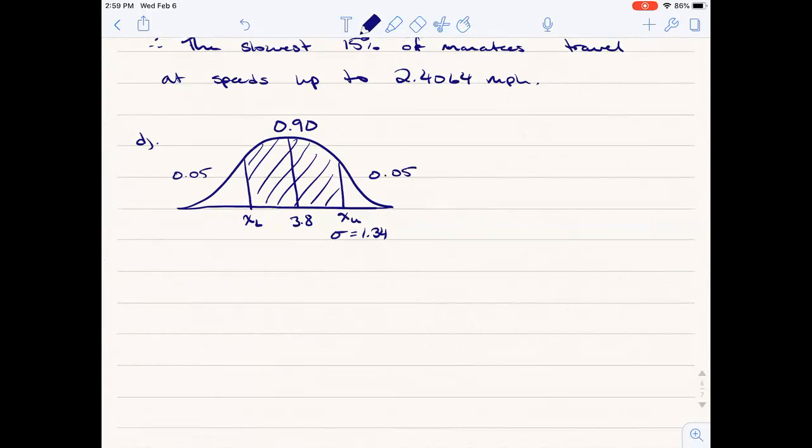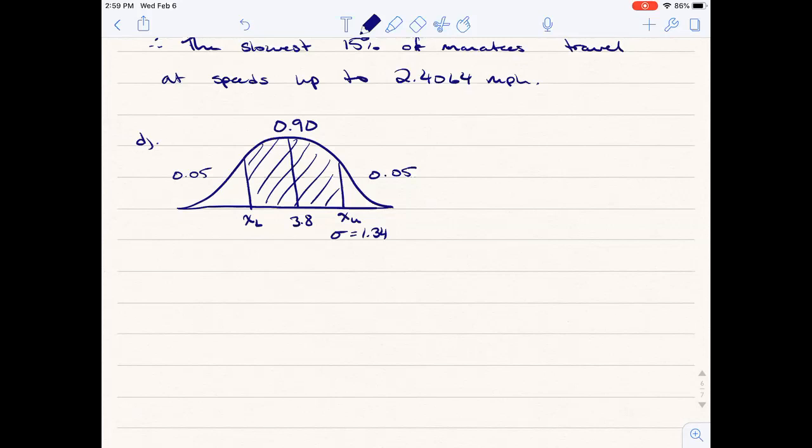So what we can do, just like we did before, right now we can force this area to be 0.05 instead of 0.15, but same idea. So we can force this area to be 0.05, and then this area, same idea, would have to be 0.95. So not just the 0.9, but also the rest of that tail there.